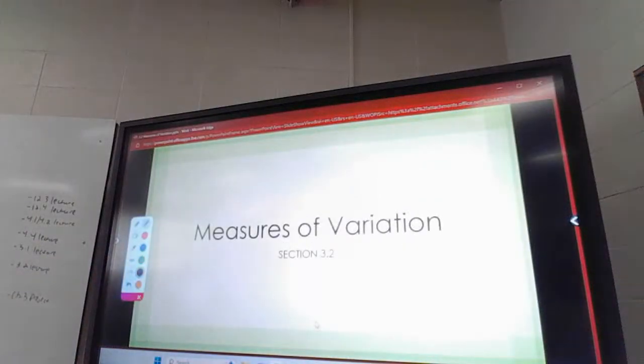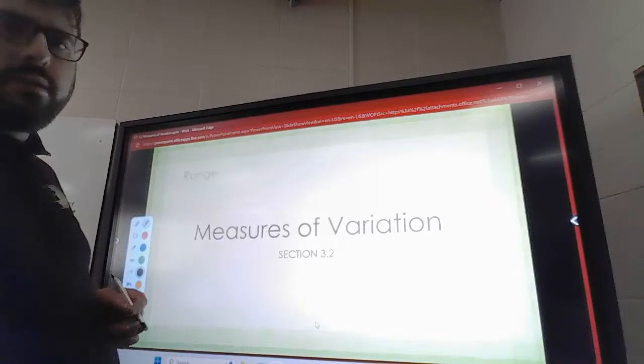Right, in section 3.1, we talked about measures of central tendency: mean, median, and mode, as well as some other ways of calculating average, like a trimmed mean or a weighted average. This section will be talking about measures of variation.